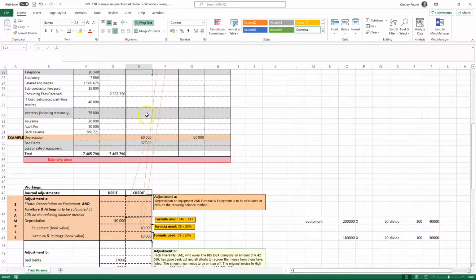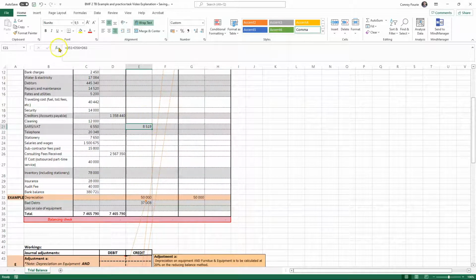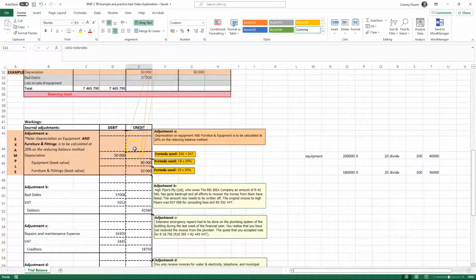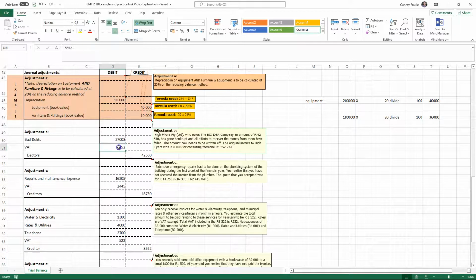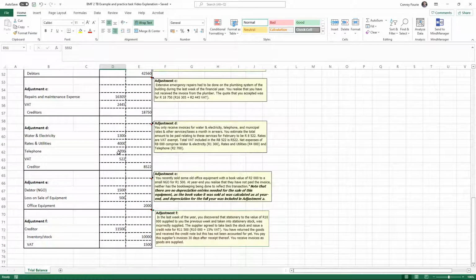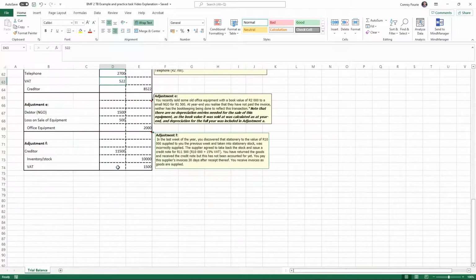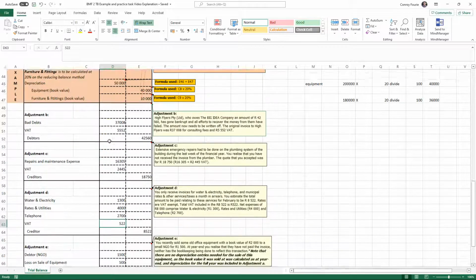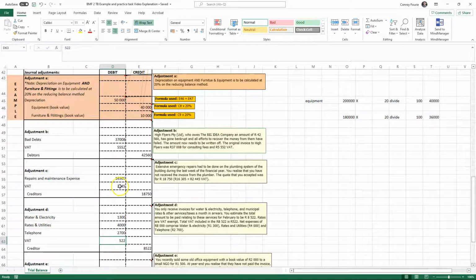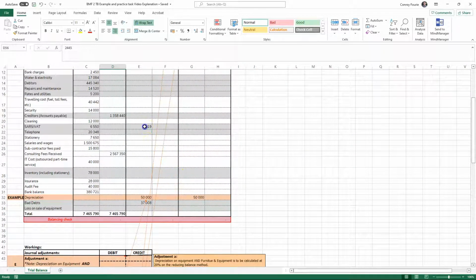So now you have a look at your VAT account, and the debits there are those three cell references, D51, 56, 63. D51, 63, and I'm missing one, and 56. Okay, so that's the debit amounts for VAT.